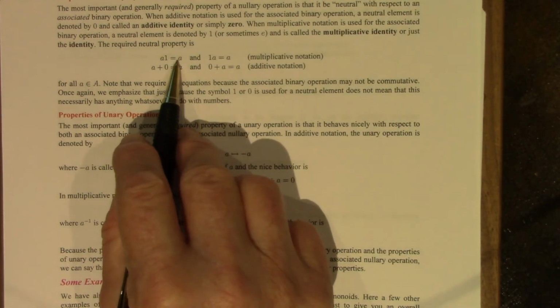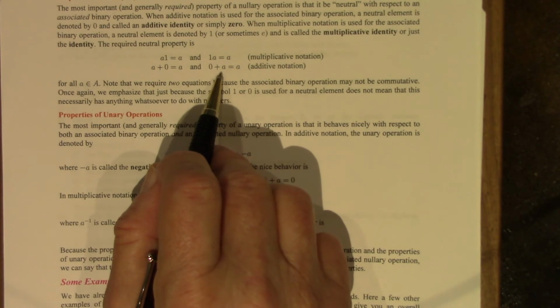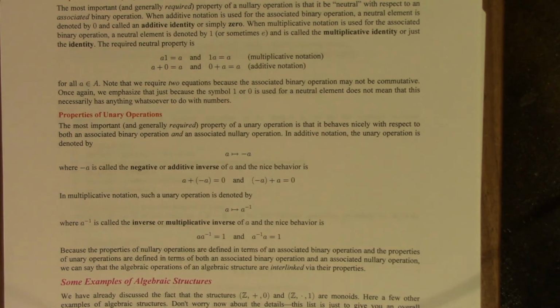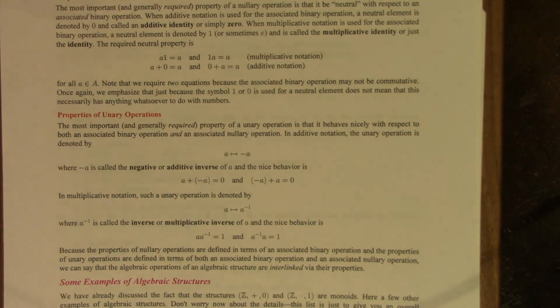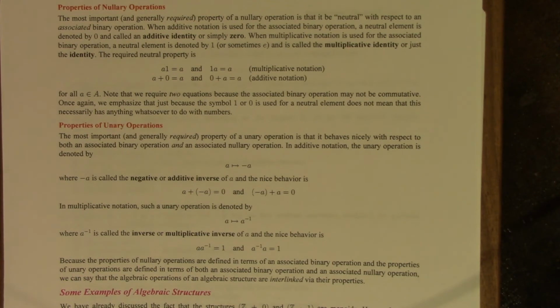But notice that two equations are necessary in both cases, because we don't know whether the binary operation here is commutative. So we need two equations in case it's not commutative. I think E is sometimes also used for a generic identity. So it could be 0, or it could be 1, or it could be something else. And that's not a bad thing.